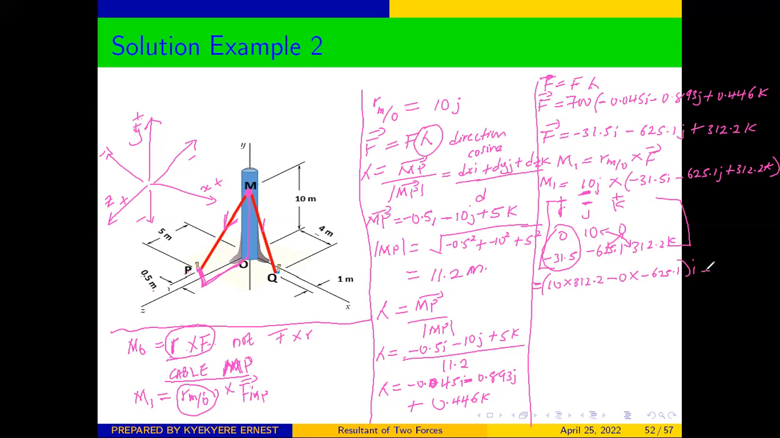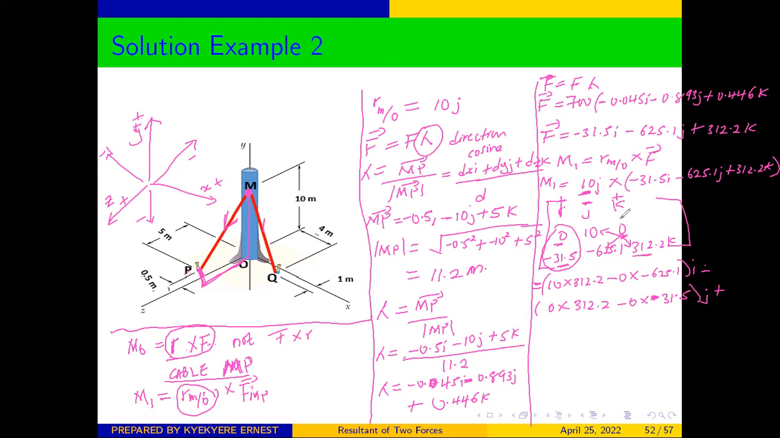And then for our J component, we take away everything which is J, but don't forget this minus. So this minus is what we have written here. We take away all the J component, and we are left with the I component and the K component, and we find the determinant. So this times that minus this times that. So we are going to get 0 times 312.2 minus 0 times negative 31.5 J plus. And now we want to get our K component.